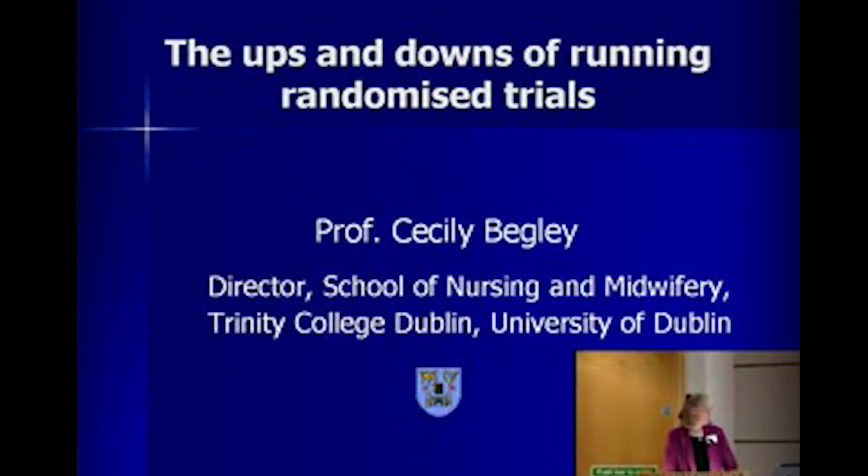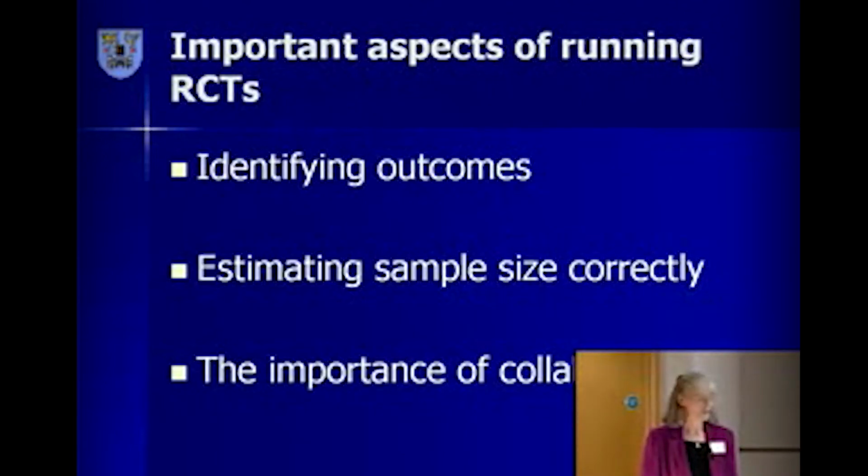So I'm going to move fairly swiftly through talking about the ups and downs of randomised trials. And what I've chosen is three, what I think are important aspects of running RCTs: identifying the outcomes first of all, estimating the sample size correctly, and then I'm going to tell you a few stories at the end about the importance of collaboration based on some practical experiences I've had in RCTs.